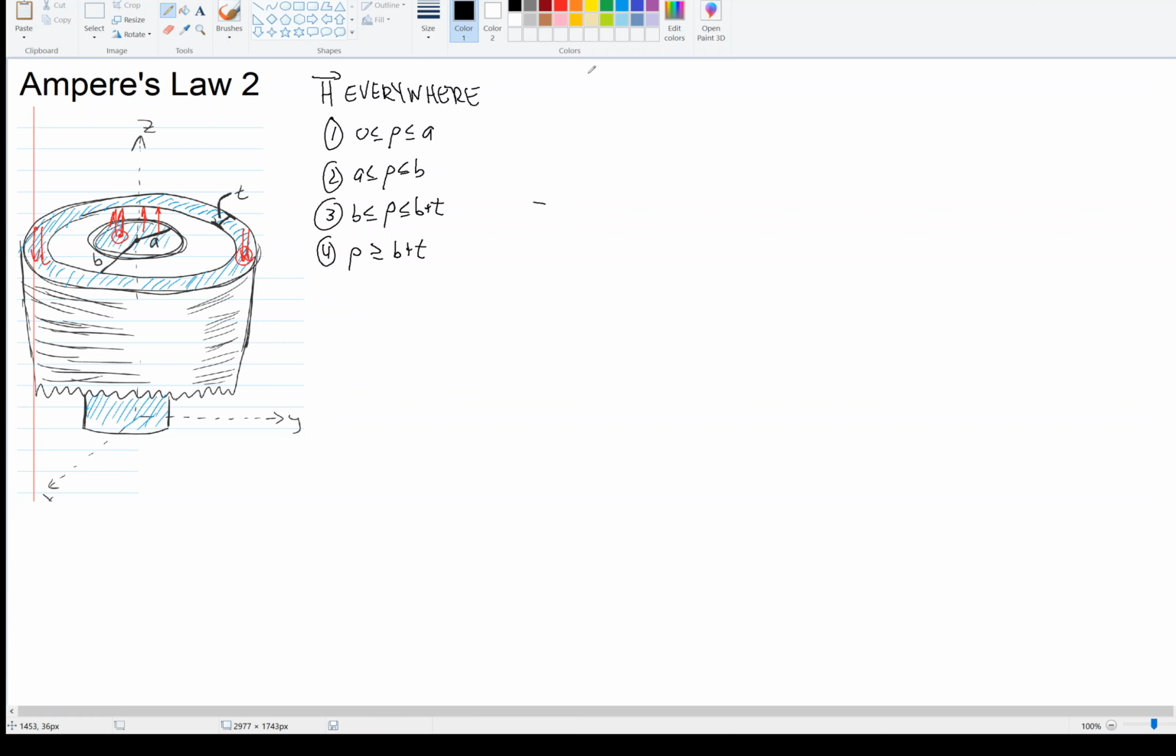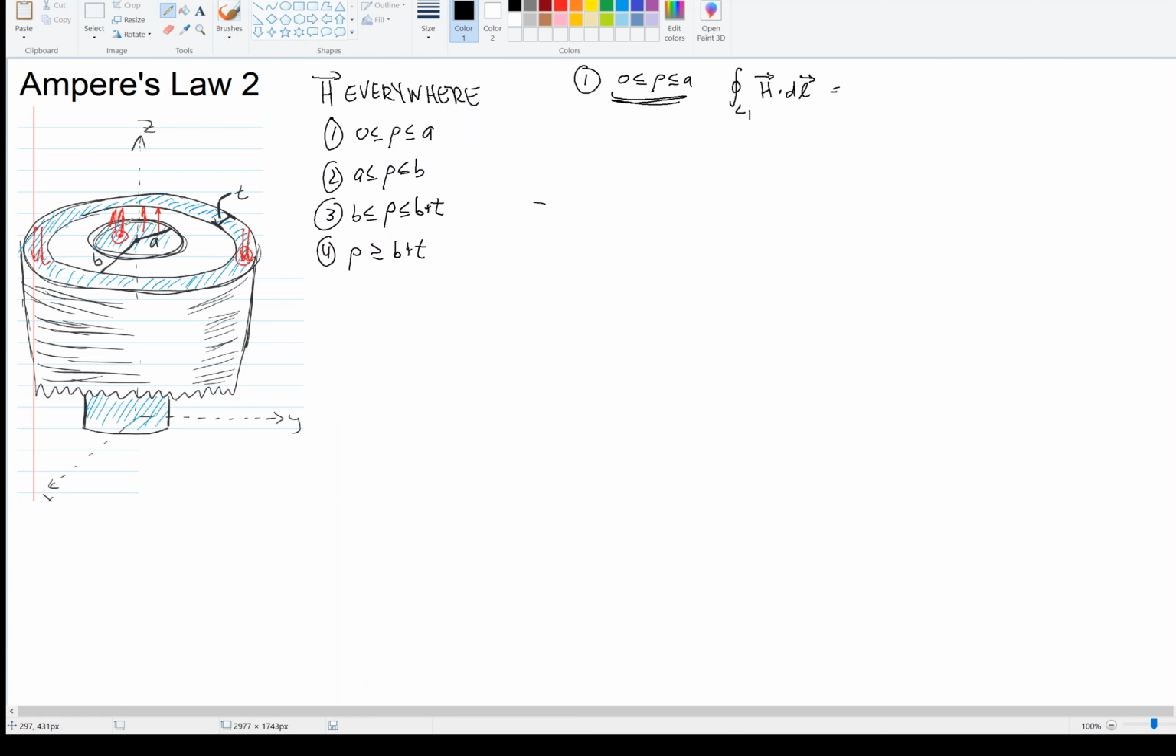Okay, so let's consider region 1, where we're talking about inside the innermost conductor. So we're talking about this radius here. In this case, you call our Amperian path L1, or whatever you want to call it, the integral of H dot dl, like this. We're making a circle. Our Amperian path is a circle that is inside the innermost cylinder. It's in this region.